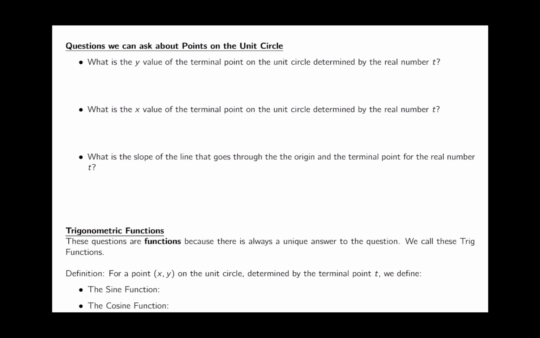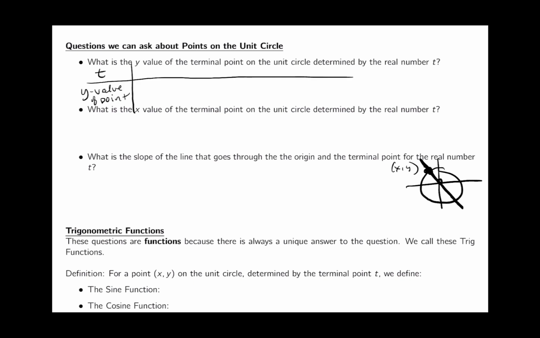Now that we know how to determine the ordered pair of the terminal point determined by a real number, we might start to ask some other questions about it. For example, we might ask, what is the y value of that ordered pair? Or what is the x value of that ordered pair? Or I might even say, what is the slope of the line that goes through that point and the origin? These might seem like kind of weird questions to you right now, but mathematicians actually use the answers to these questions all the time.